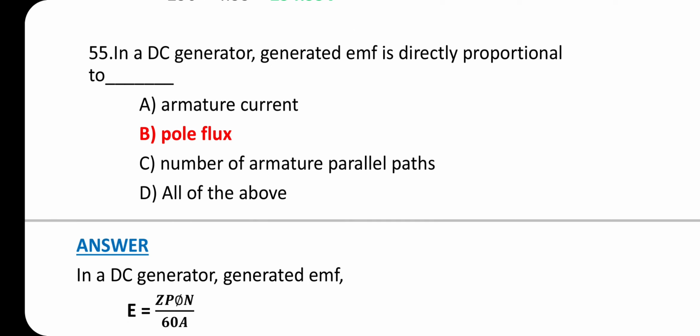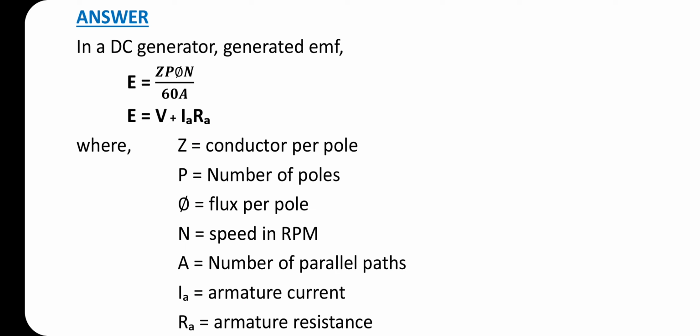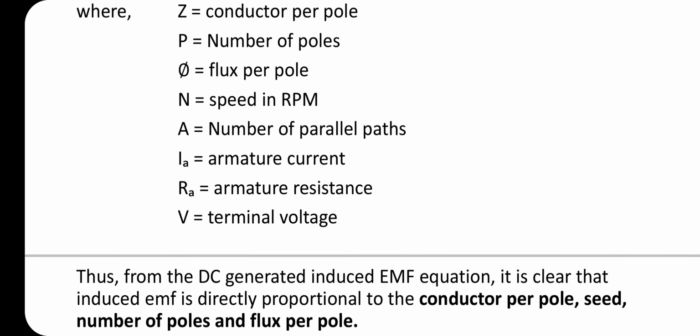In a DC generator, generated EMF is directly proportional to, answer is option B, pole flux. In a DC generator, generated EMF E equal to ZPφN by 60A, and the other equation is E equal to V plus IaRa, where Z is the number of conductors, P is the number of poles, φ is the flux per pole, N is the speed in RPM, A is the number of parallel paths, Ia is the armature current, and Ra is the armature resistance, V is equal to terminal voltage.